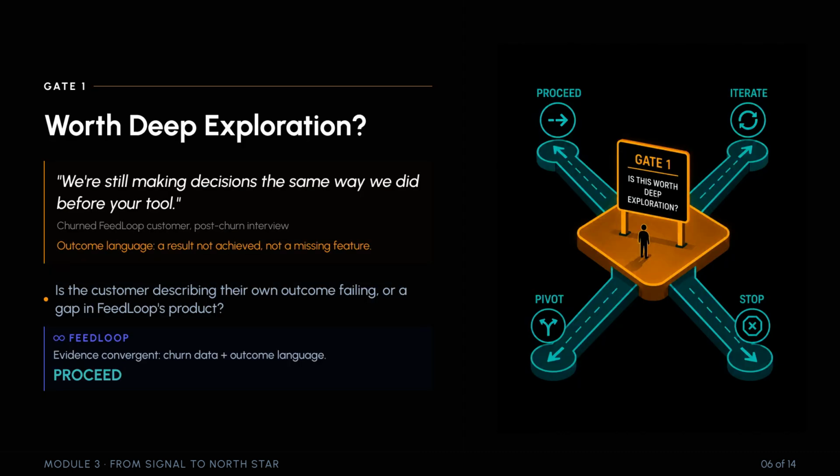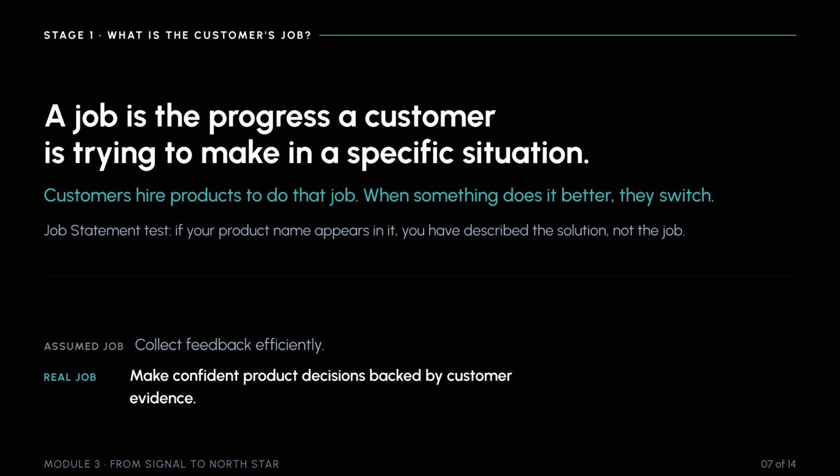Gate 1 asks one question. FeedLoop had convergent evidence, the churn data, and one piece of customer feedback that changed the conversation. Notice what that feedback is: not a feature request, not a complaint about the product, but a statement about an outcome the customer was trying to create in their own work. That is what a job breakdown sounds like. The judgment at Gate 1 is whether the signal reflects a real job breakdown or surface-level noise. That distinction made the decision clear. FeedLoop, proceed.